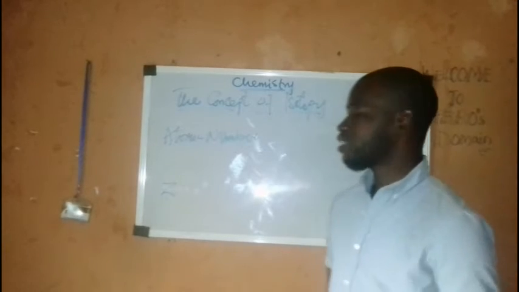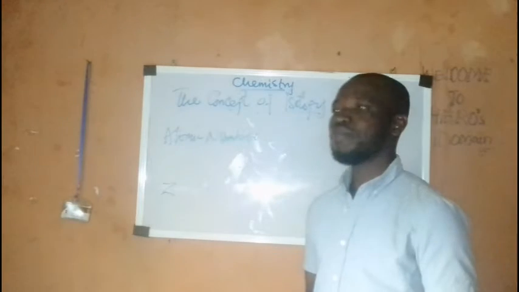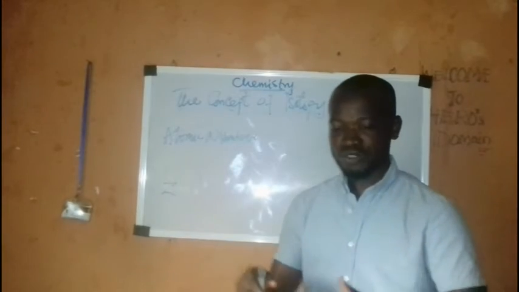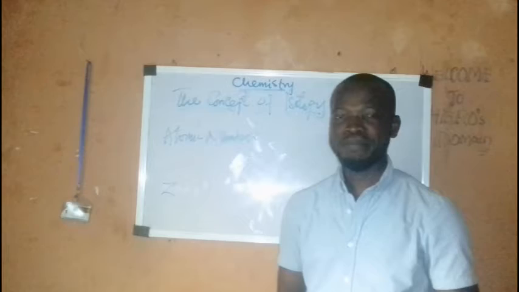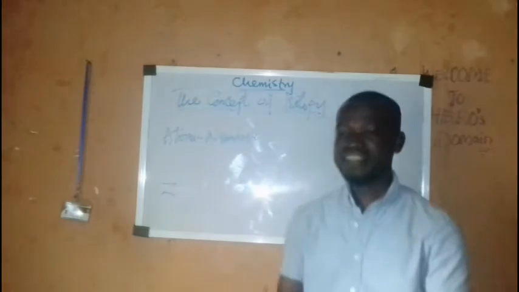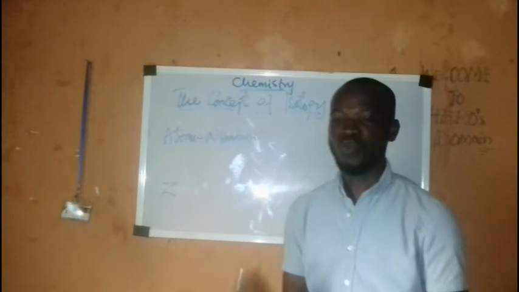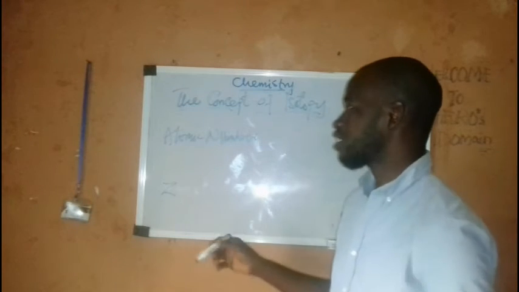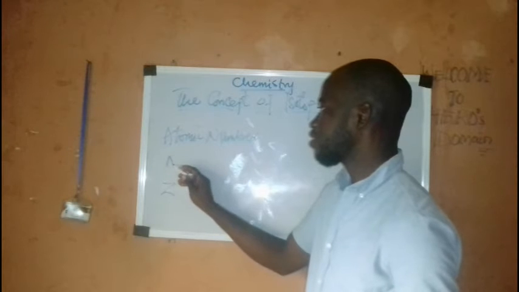Now, let's talk about the mass number. The mass number of an element is the sum of the total number of protons and neutrons in the nucleus of that element, which also determines the physical properties, the weight of the nucleus of that element. That gives you the mass number, and that is denoted by the letter A.